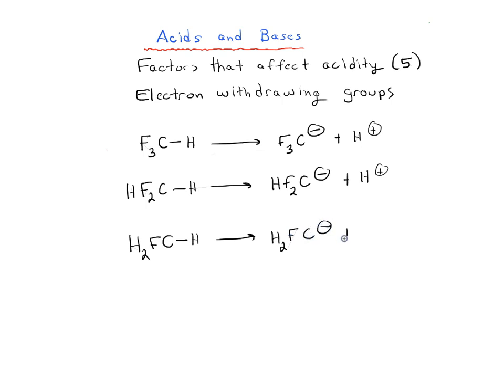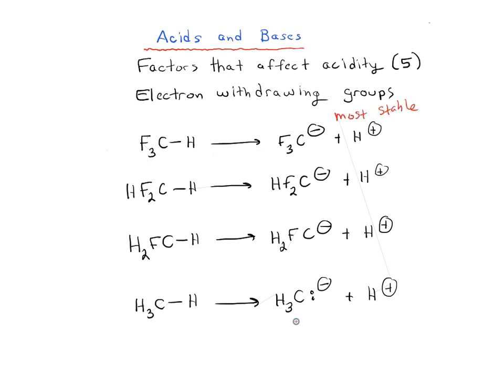So H2FC minus plus H plus, and then we'll have CH4 going to H3C minus plus H plus. So we said that this CF3 minus was going to be the most stable, and CH3 minus is going to be the least stable. What was that going to mean in terms of these dissociation constants? Well, this is going to be the most favorable reaction because we're going to get the most stable conjugate base. So that's going to mean that this is the strongest acid.